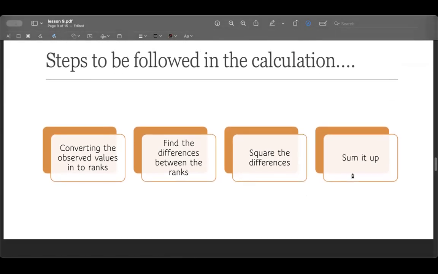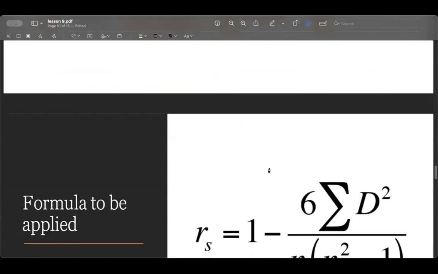So, as the first step, we convert the observed values into ranks. Then we find the differences between the ranks. Then, for the third step, we square those differences and sum them up.